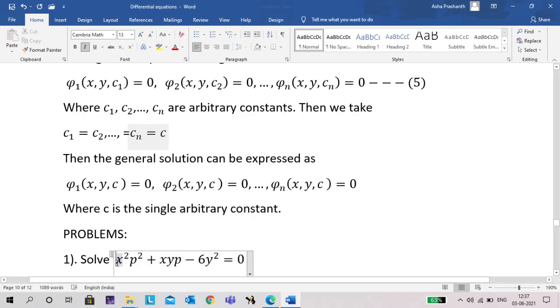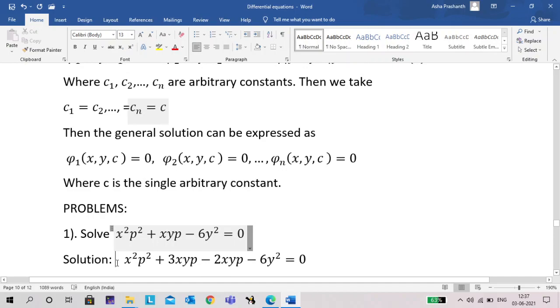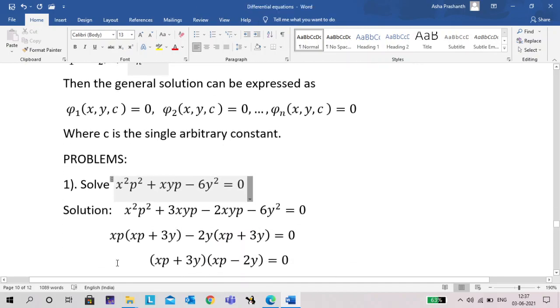The first problem is x square p square plus xyp minus 6y square is equal to 0. Okay, by using factorization, you know how to factorize, right? You multiply the first and last term. What will we get? 6x square y square p square, right? We have to take two terms. If you multiply those two terms, we have to get this, and if you add or subtract, you will get the middle term.